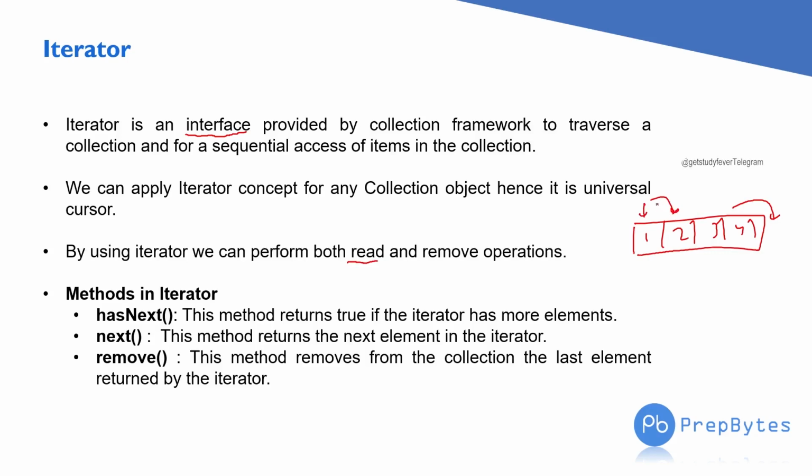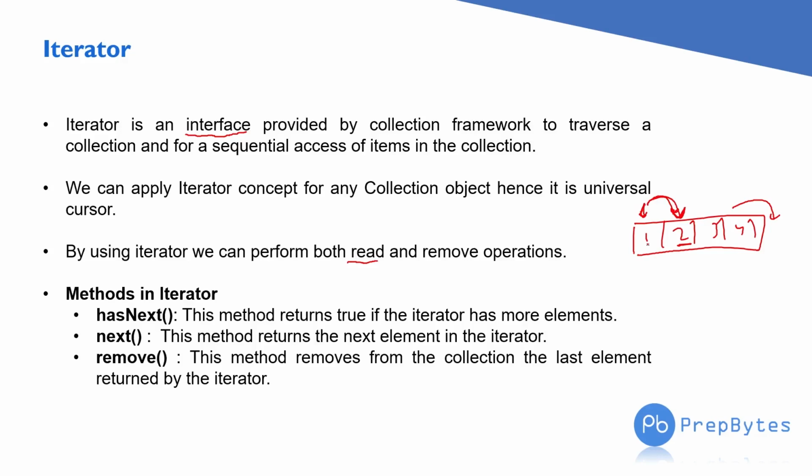That is the remove method. This method removes from the collection the last element returned by the iterator. So I was here, I called the next function, and the next method returned me a 2. So the last element that was returned to me was 2, and the remove method will remove 2. Now we will see a simple code for iterators.